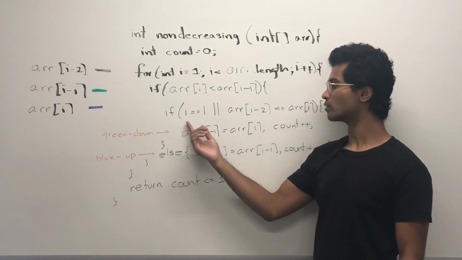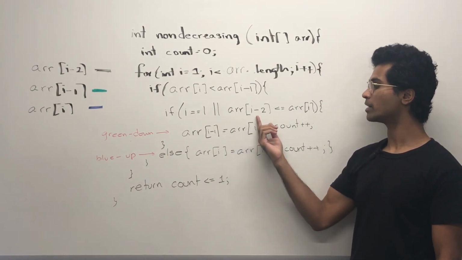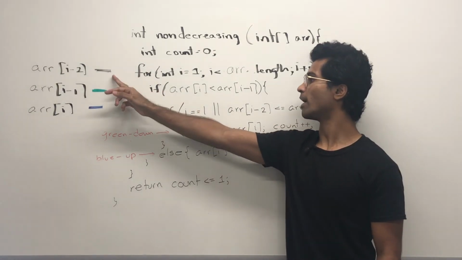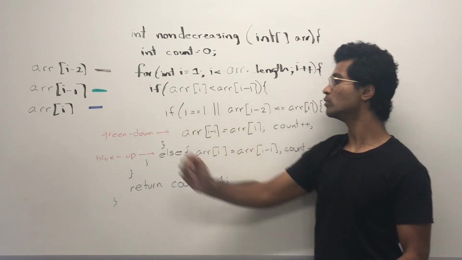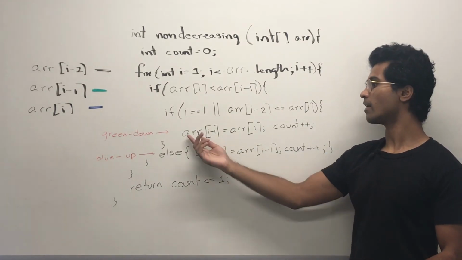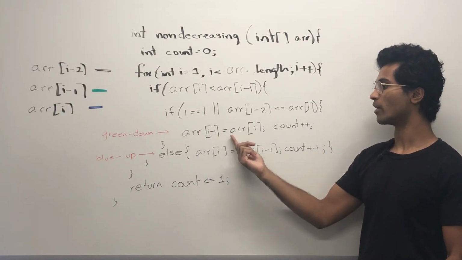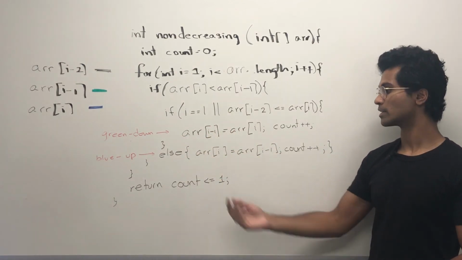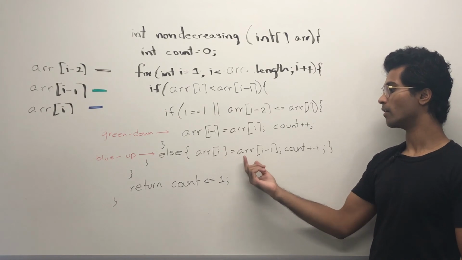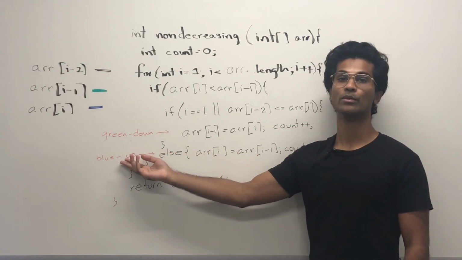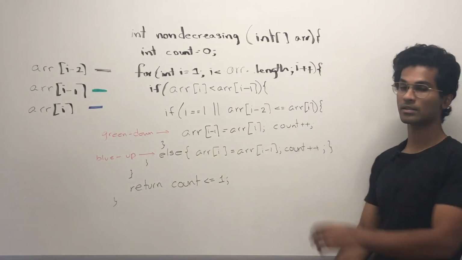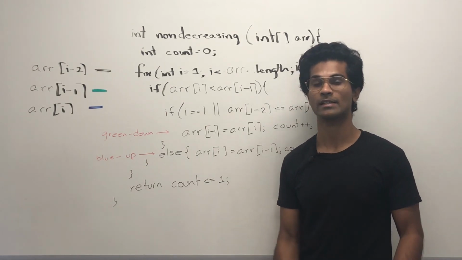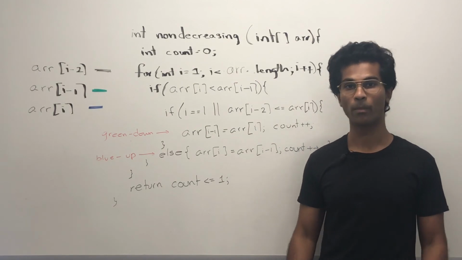If we're just starting out, or if arr[i-2] is less than or equal to arr[i], so if black is less than or equal to blue, then we are going to set arr[i-1] equal to arr[i]. So we're moving green down. Otherwise, we're going to set arr[i] equal to arr[i-1], and we'll be moving blue up. In both cases, count is going to be incremented, and we're going to see if count is less than or equal to 1 to return a Boolean value.